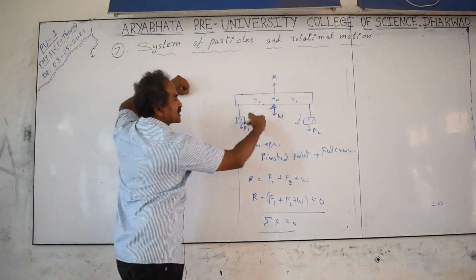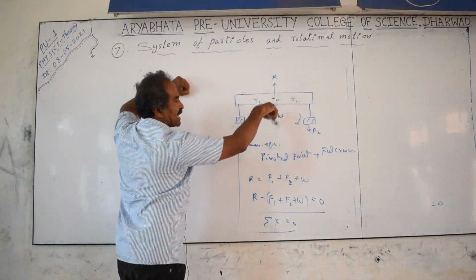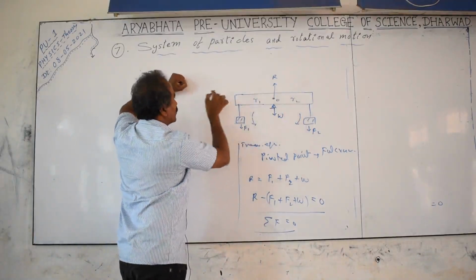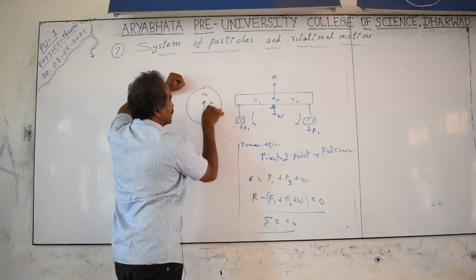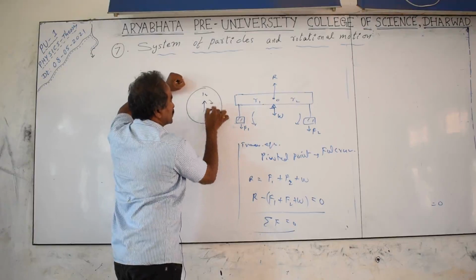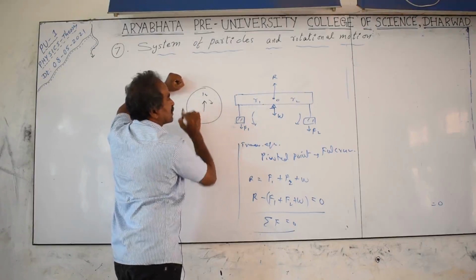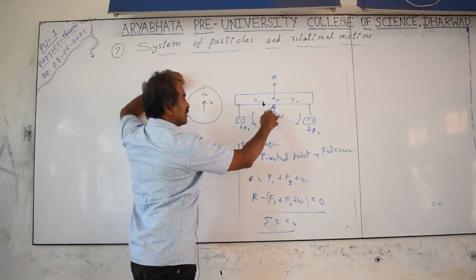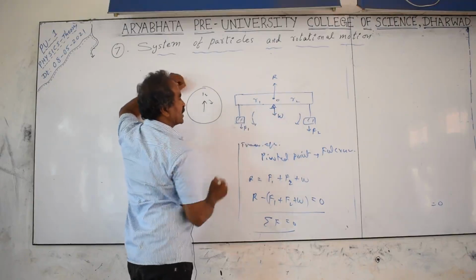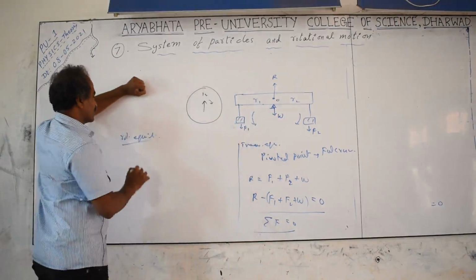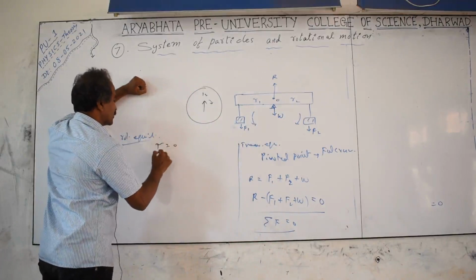Because of this, the torque is rotating it in the anti-clockwise direction, opposite to the clock needle movement. Clock needles rotate like this, and this is called clockwise movement. The opposite direction is called anti-clockwise movement. So F1 is rotating in the anti-clockwise direction, and the torque because of F1 is equal to F1 R1. In this case, the net torque is equal to 0.